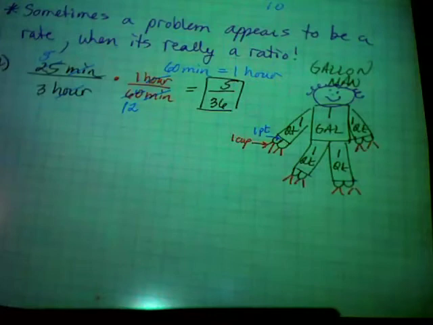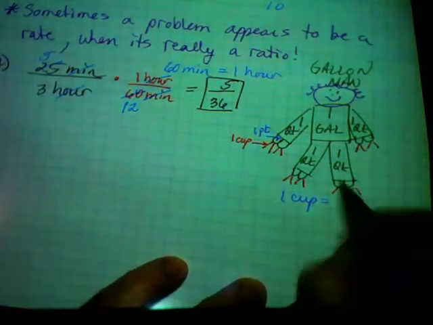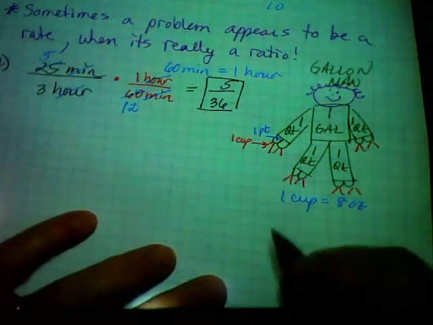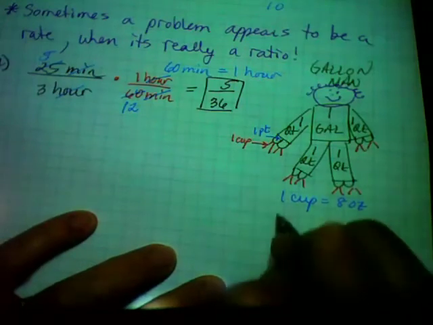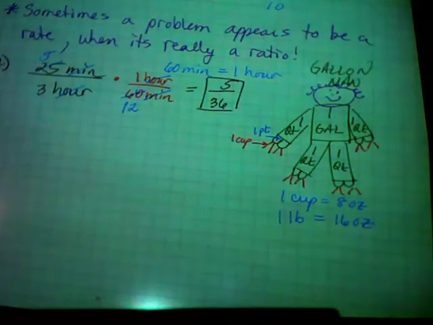Now, a couple things I'm going to add to this. How many ounces is 1 cup? 1 cup equals how many ounces? 16? Nope. 8 ounces. Y'all are not bakers. I said 8. And then how many ounces in a pound? 1 pound equals 16 ounces.